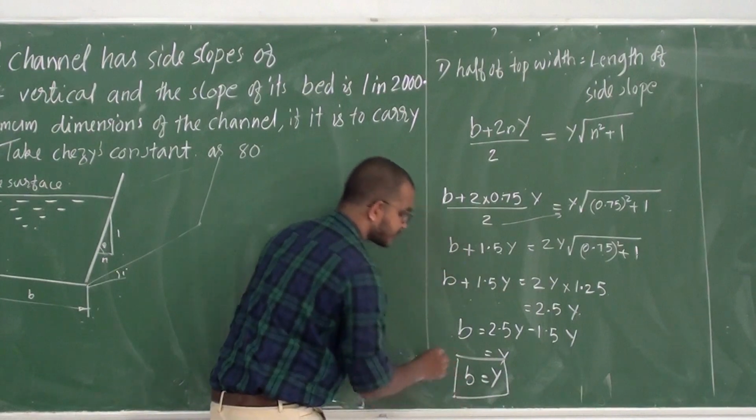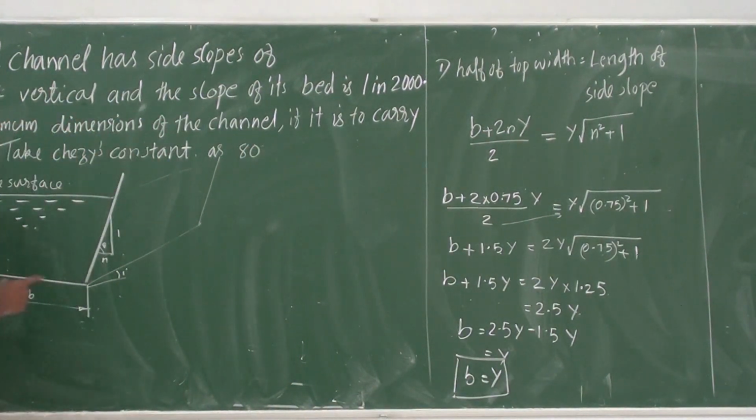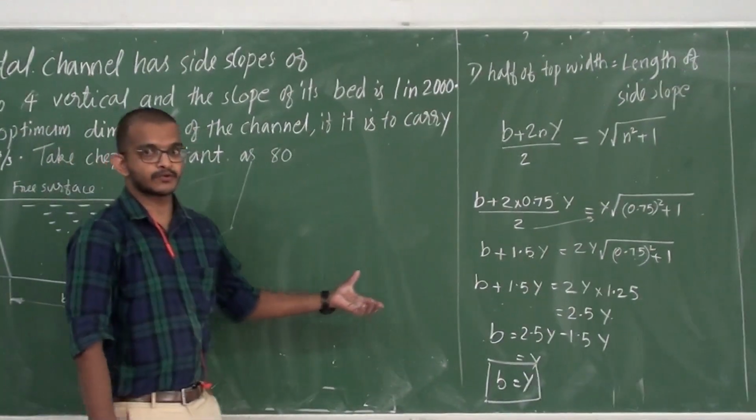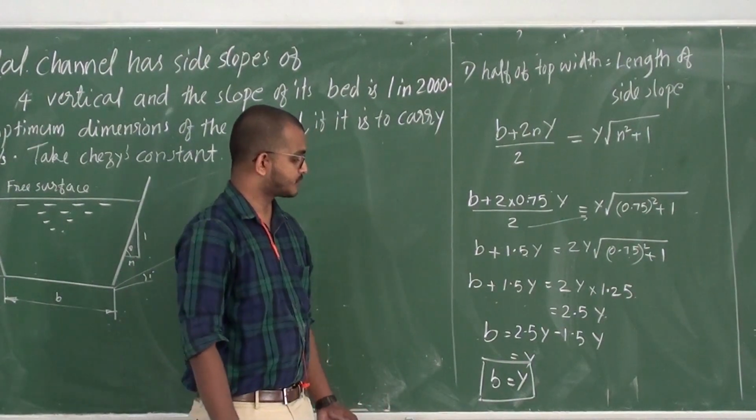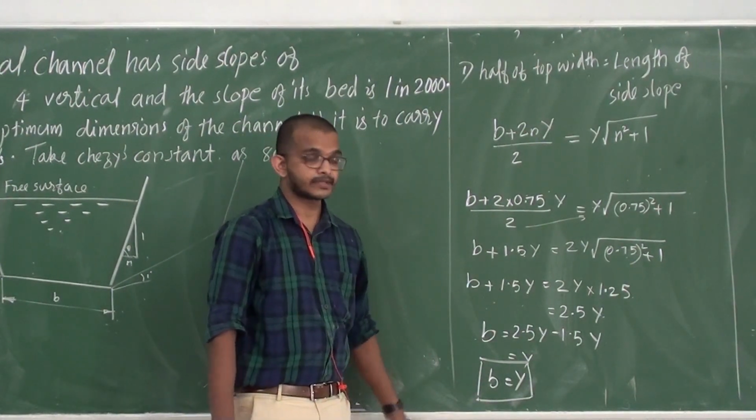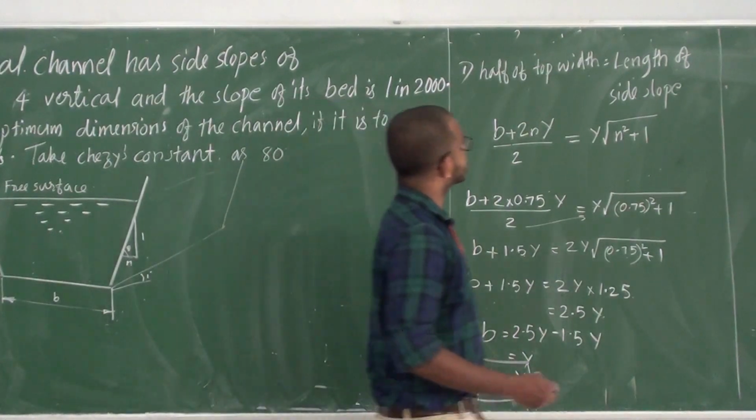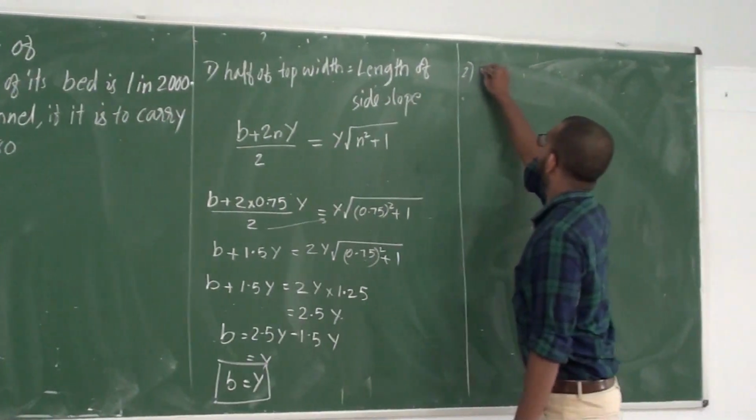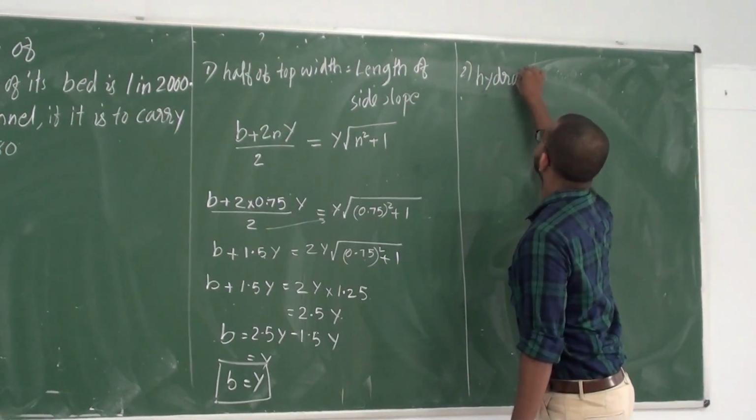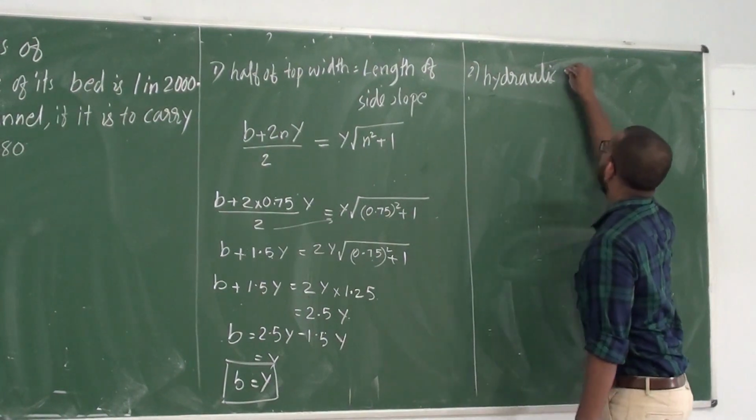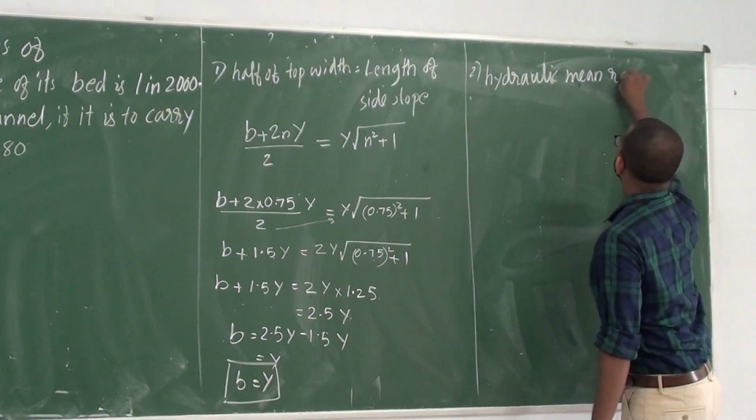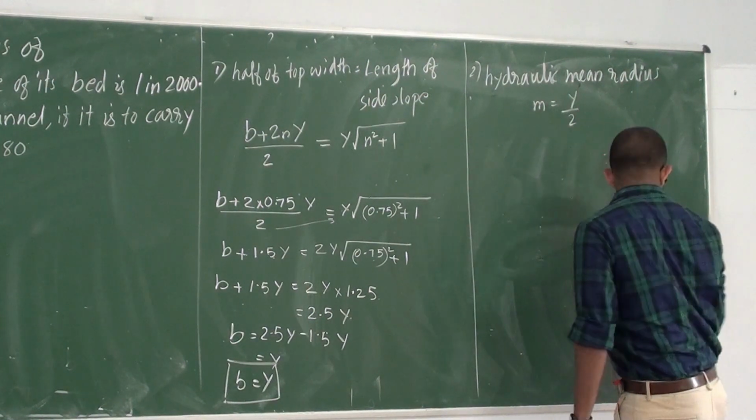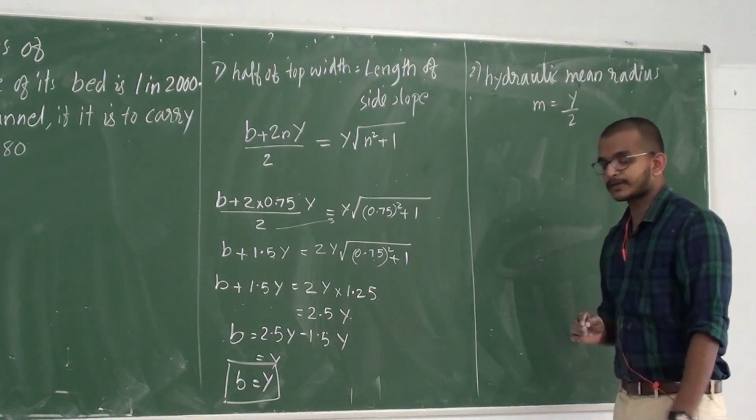So for this channel with the side slope n equal to 0.75, the channel becomes most efficient when B is equal to y. So we have to calculate the value of B and y. Also the second condition was hydraulic mean radius m is equal to y by 2.